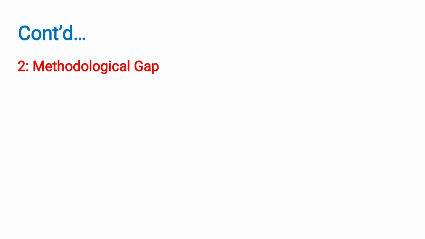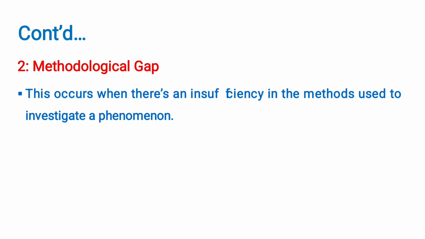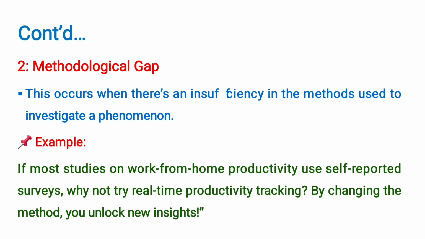This methodological gap happens when the way we study something is outdated, biased, or just incomplete. And consider this as an example. If most studies on work from home productivity use self-reported surveys, why not try real-time productivity tracking by changing the method? Here, you unlock new insights. So at this moment, you always ask, is there a better way to study this again? If yes, congrats, you found a methodological gap. That is the second gap.